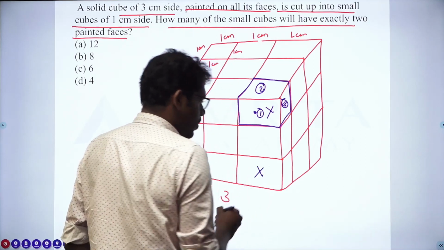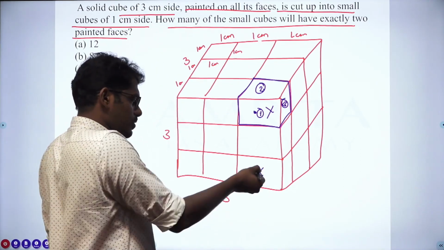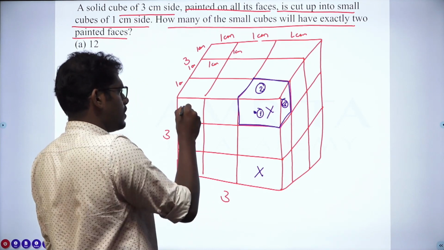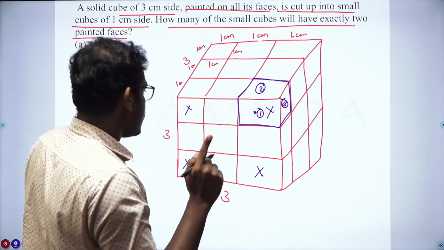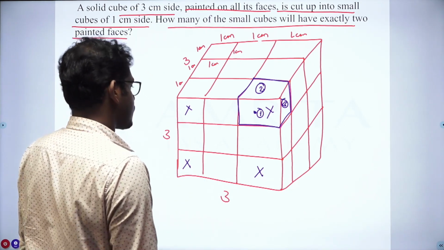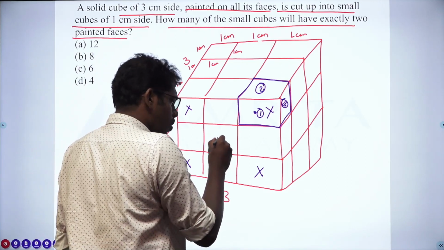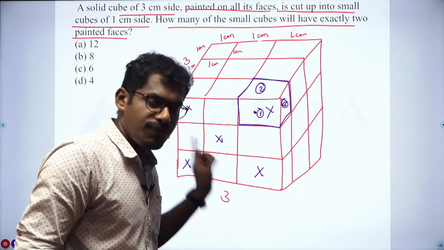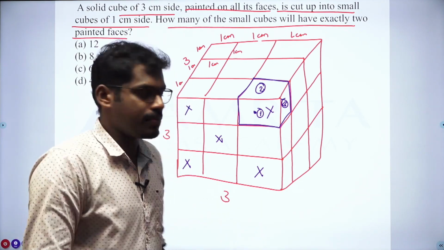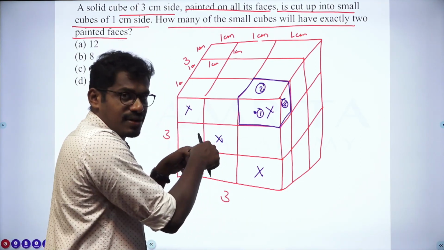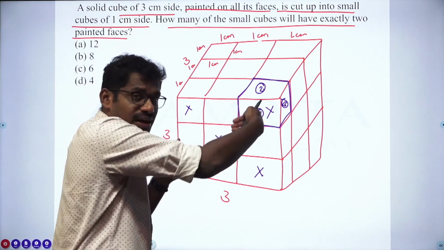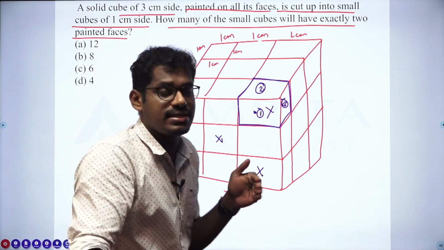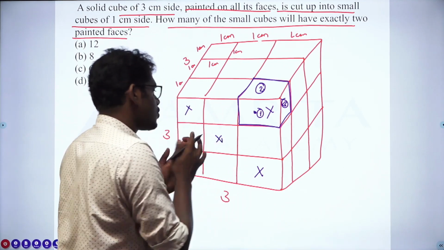Also this is not possible. This is also a corner cube. This is also not possible. This is also not possible. Then what is possible? See, is this possible? No, this is a central face. This cube contains only one face having color, because only this face has color. The inside faces don't have any colors. So this is also not possible.